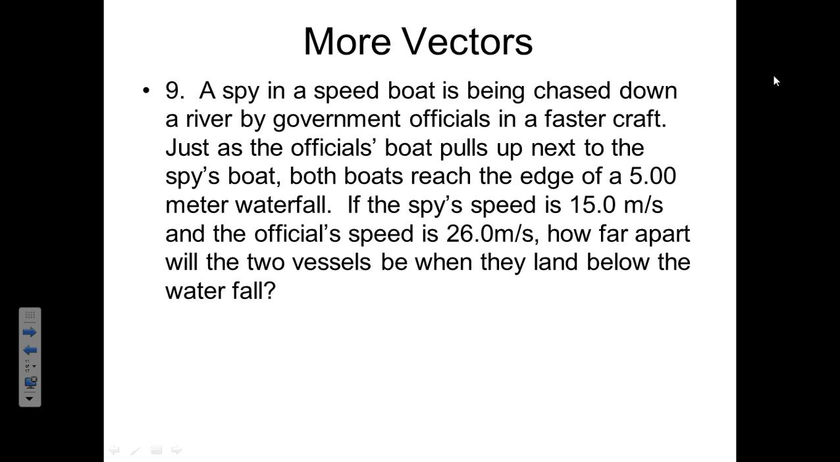This sounds kind of complicated. This is actually maybe the easiest problem that we've done so far. Let's think about it on a blank slide here. Here's what we got. Let's think this is a waterfall. I'm just going to draw an X here for one of the boats. We're going to do one boat at a time. We'll do James Bond's boat first. He's going 15 meters per second. And he's going off this cliff that's 5 meters tall.